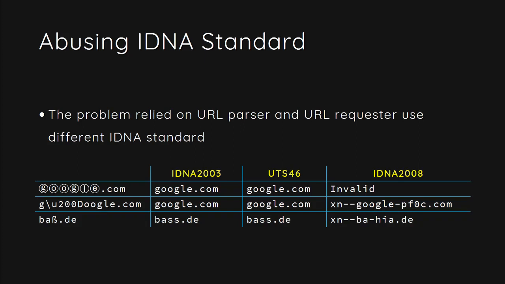The IDNA supports lots of weird Unicode transitions. For example, the circled alphabet will be recognized as a valid letter in the domain name system. And the Unicode U+200D, zero width joiner, will be removed in IDNA 2003 with UTS 46 transition. So if the parser and the request adopt different IDNA standards, it might be a security problem.